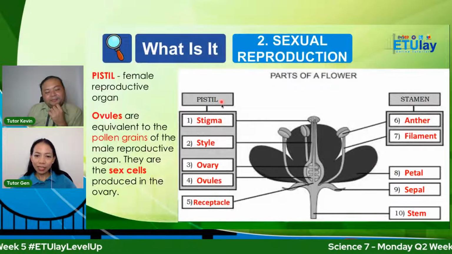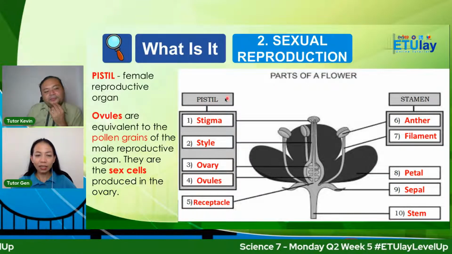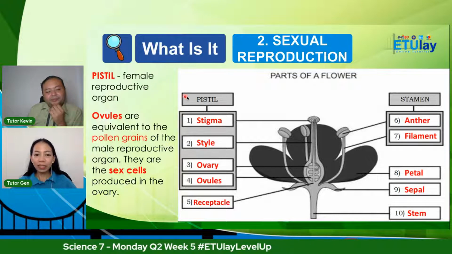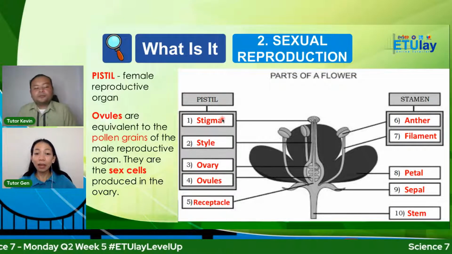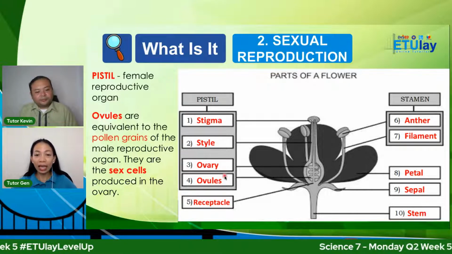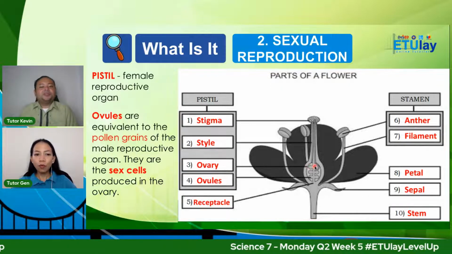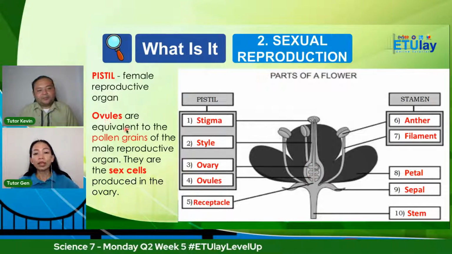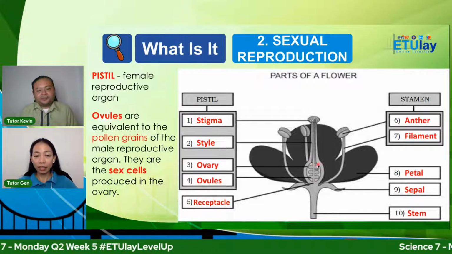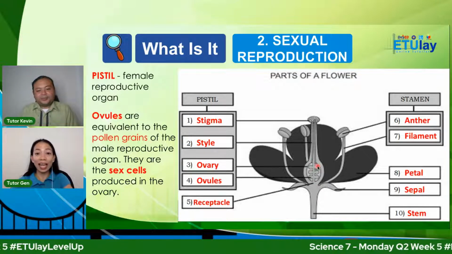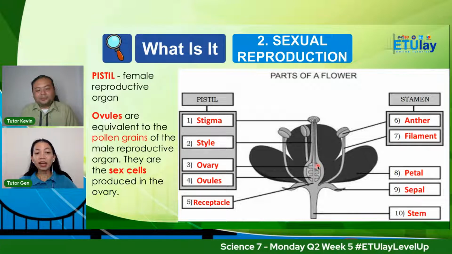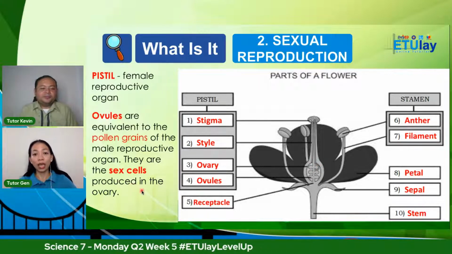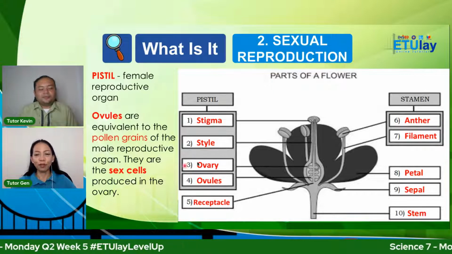And on the left side of the diagram, we have the pistil. This is the female reproductive organ. The pistil contains the following: stigma, style, ovary, and ovules. The ovules inside the ovary are equivalent to the pollen grains of the male reproductive organ, which are produced in the anther. They are the sex cells produced in the ovary of the plant.